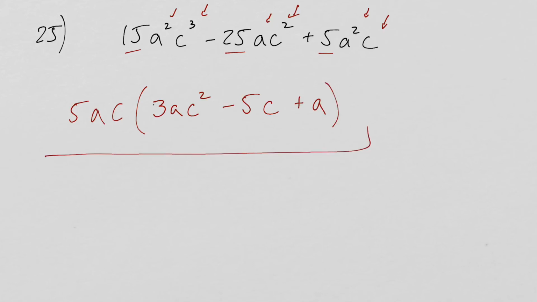Now, it's a good idea to double check that it multiplies back correctly and that you don't have anything common between all three things left behind there. And we don't, so that's my answer.